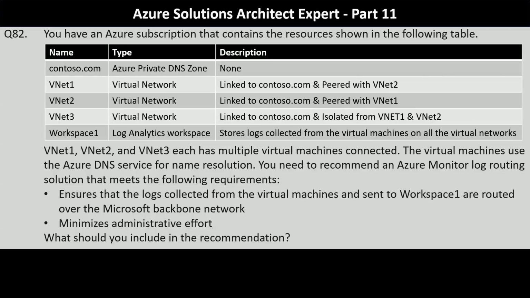Then you have a Log Analytics workspace named Workspace1, which is used to store logs collected from virtual machines on all the virtual networks. VNet1, VNet2, and VNet3 each has multiple virtual machines connected. The virtual machines use the Azure DNS service for name resolution. You need to recommend an Azure Monitor log routing solution that meets the following requirements. Ensure that the logs collected from the virtual machines and sent to Workspace1 are routed over the Microsoft Backbone network. Minimize administrative effort. What should you include in the recommendation?